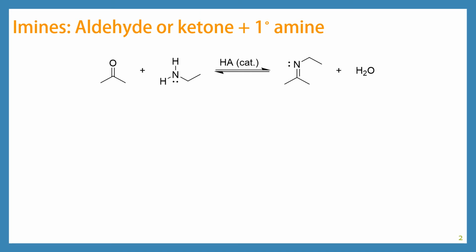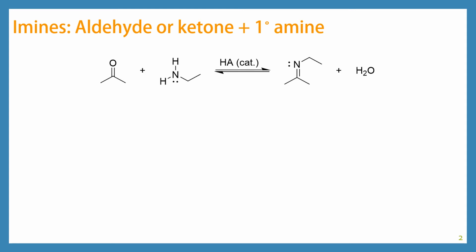An imine is formed from the reaction of an aldehyde or a ketone and a primary amine. Before we go any further, I want to remind you that a primary amine means that there is one carbon attached to the nitrogen. That carbon could be secondary or tertiary, but it is one carbon attached to the nitrogen, and that makes it a primary amine. This reaction happens with a catalytic amount of acid, and you end up eliminating your carbonyl oxygen as water. So there are a lot of similarities between this and the mechanism for acetal formation.